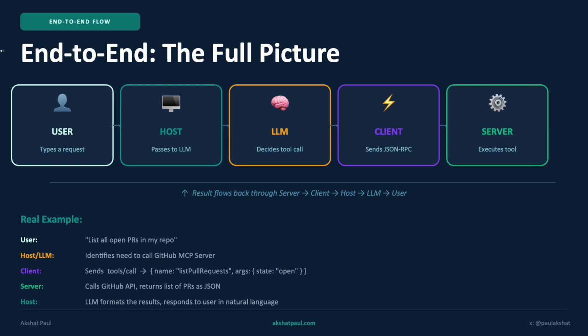Step 5. The result travels back up, client to host, host to LLM. The LLM takes that raw JSON data and formats it into a natural language response that you can actually read. That full round trip from your question to the answer might take a second or two, but now you know exactly what happened at every step. This is how AI agents talk to the world.